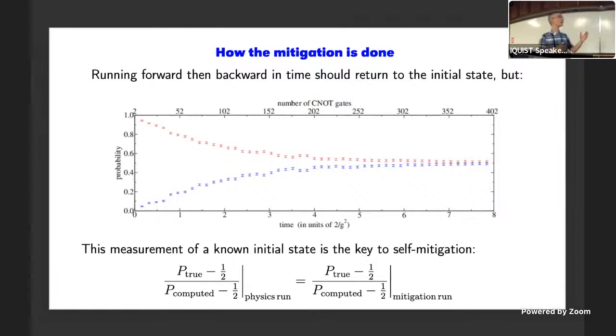And so that's what we've done here on this graph. We've gone some number of steps forward and then backwards again, and we're measuring the initial state. If the hardware was perfect, all those red points would be at the top of the graph, probability 1, initial state. All the blue points would be at the bottom of the graph, probability 0.